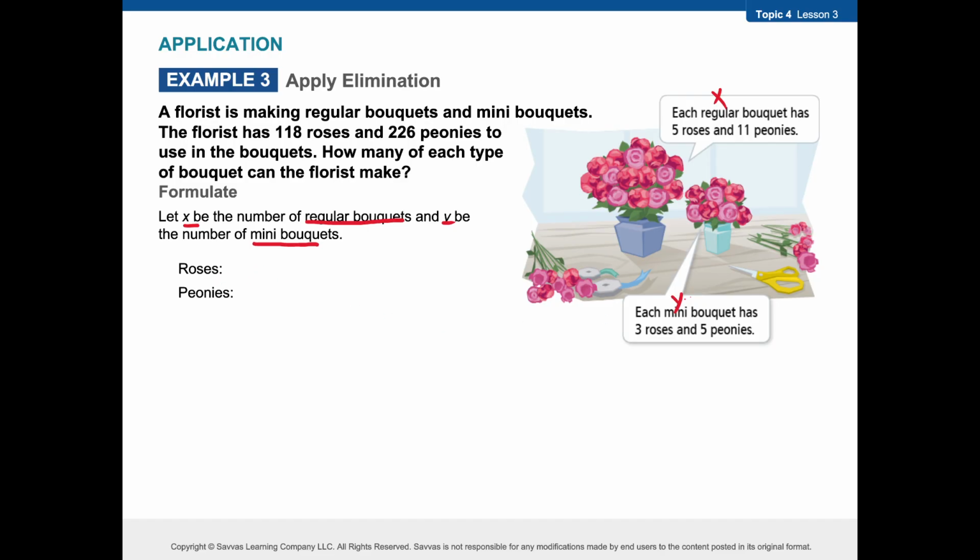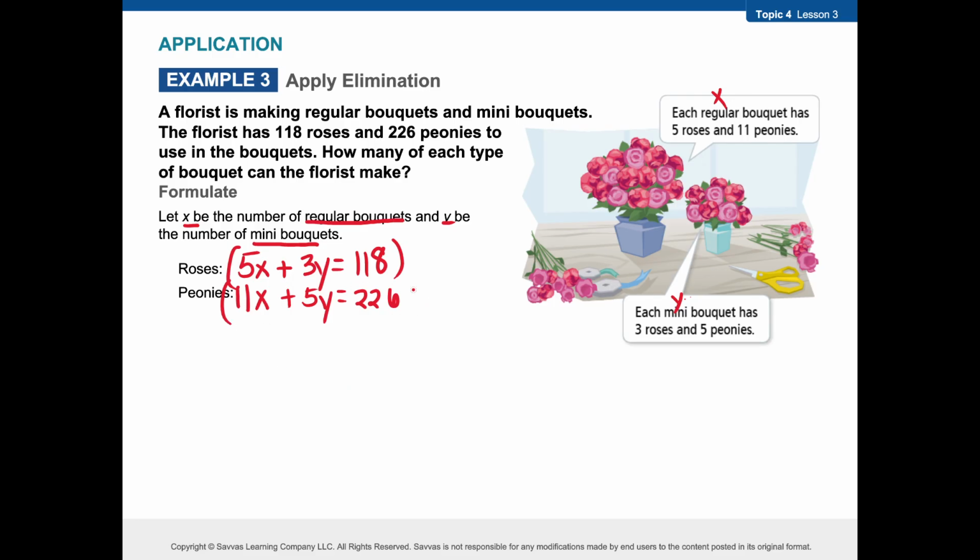So roses in the regular bouquet, 5 roses for regular bouquets, plus 3 roses in the mini bouquets for a total of 118 roses. Peonies are 11 in the regular bouquet, plus 5 in the mini bouquets for a total of 226 peonies. Next, totally your choice, who you want to eliminate. 5 and 11 both go into 55, and 3 and 5 both go into 15.